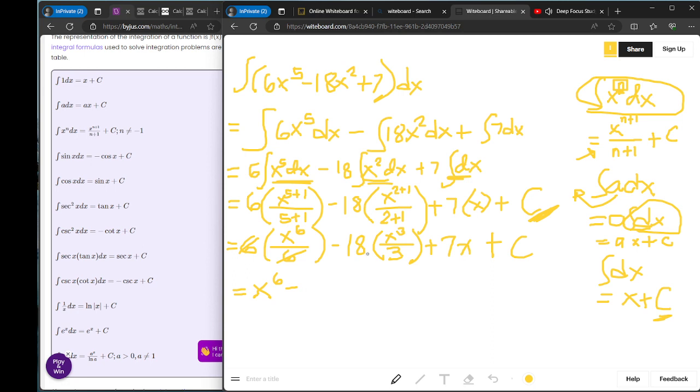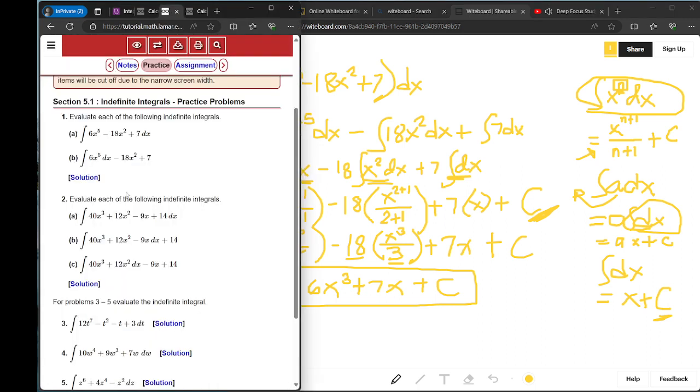And we have minus. We can have 18 divided by 3, since 3 is at the denominator. So this is equal to 6x cubed. Then we have plus 7x plus c, which means this is now the simplified version or answer.